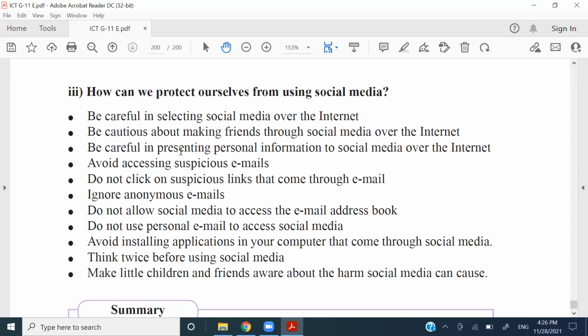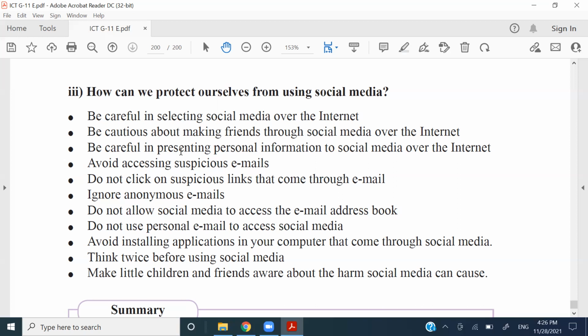Avoid installing applications on your computer that come through the social media, right? Think twice before you use social media. Yes, not twice, people. Just think as much as you want. It's a very good tool, but most people are using it the other way around, right? So be careful, right?